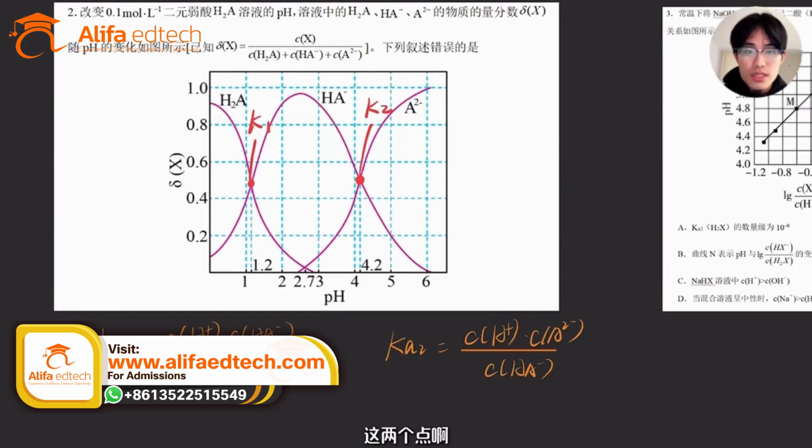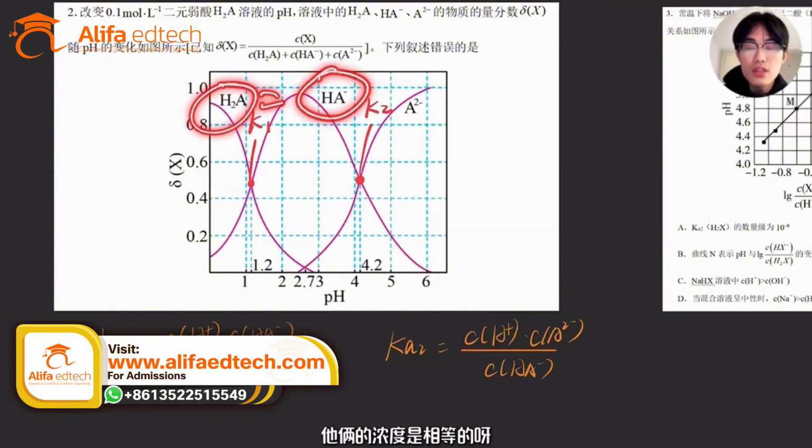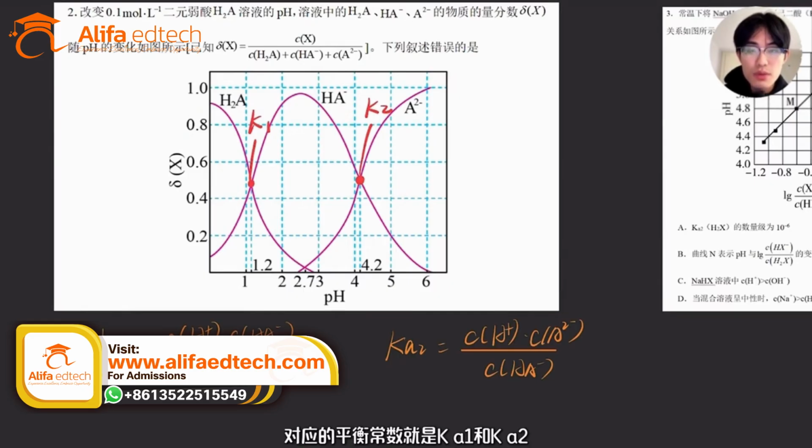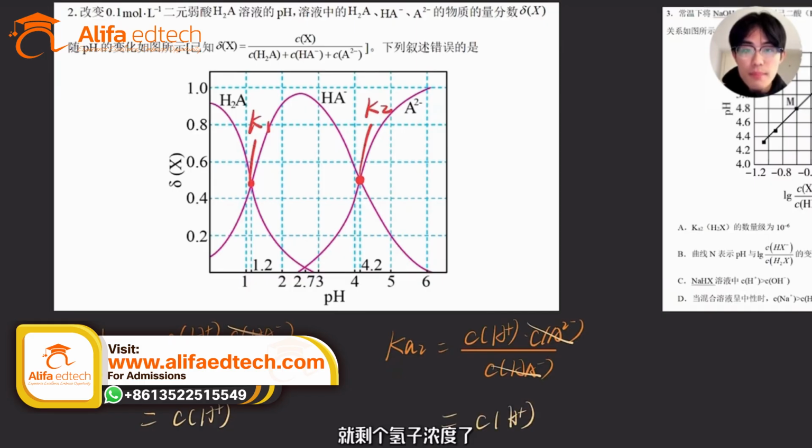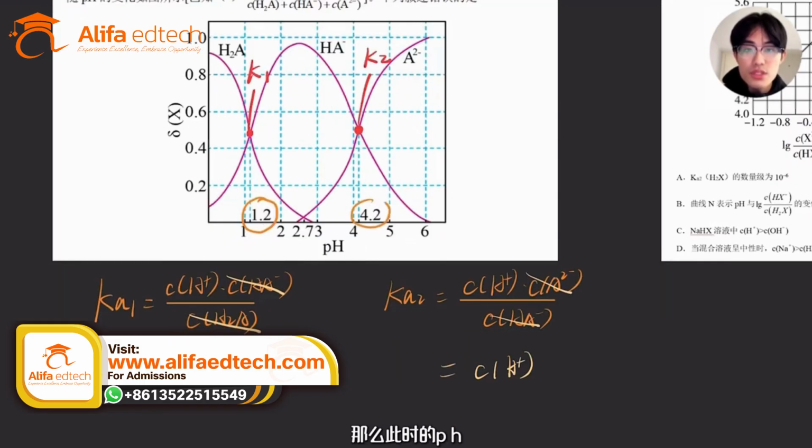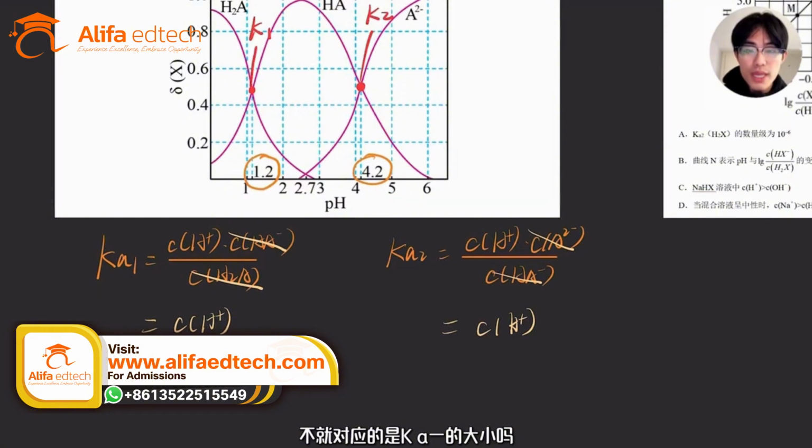So these 2 points, since they are intersection points, what does that mean? Doesn't it mean that at this point, hey, their concentrations are equal? The next point means their concentrations are equal. Since it's a diprotic acid, the corresponding equilibrium constants are K1 and K2. After writing it out, you'll find that once the concentration of H2A equals the concentration of HA minus, they cancel out and you're left with just the hydrogen ion concentration. So the pH at this point corresponds to the value of Ka1, doesn't it?